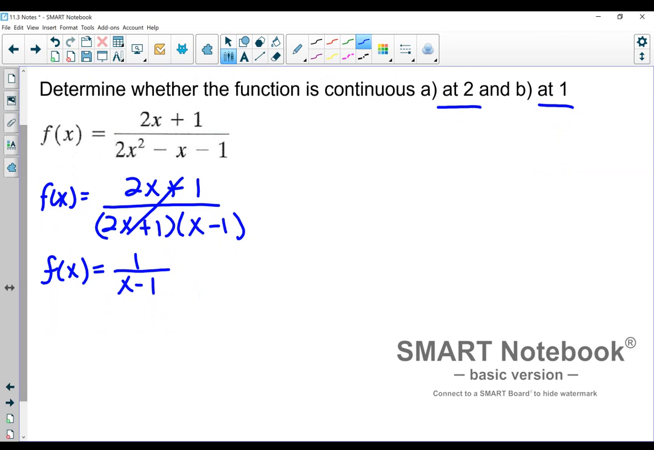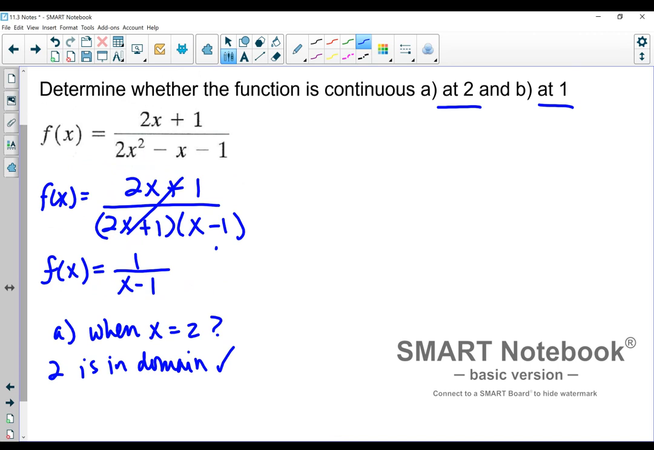Okay, so I need to first decide if it is continuous at 2. So when x equals 2 is what we're checking for. So it looks like in my original function, 2 is in the domain, right? My domain would be numbers except 1 and negative 1/2. So those would be those bad numbers. So it is in the domain. 2 is in domain. Check.